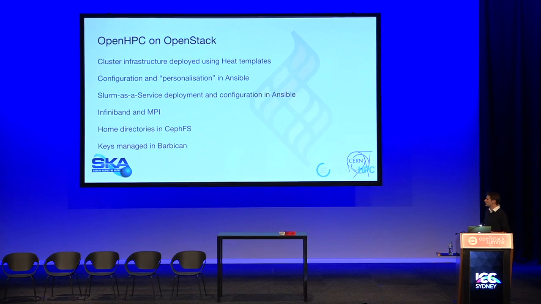And finally, we've been doing a piece of work with projects like OpenHPC, and we've been developing Heat stacks which will deploy clusters for more conventional HPC InfiniBand-driven compute using conventional HPC libraries like MPI, but also mapping in things like our user directories in CephFS, using Barbican to manage the project keys for these pieces, and bringing together essentially Slurm as a service driven by Heat, configured by Ansible, and supported by Ceph and Barbican.